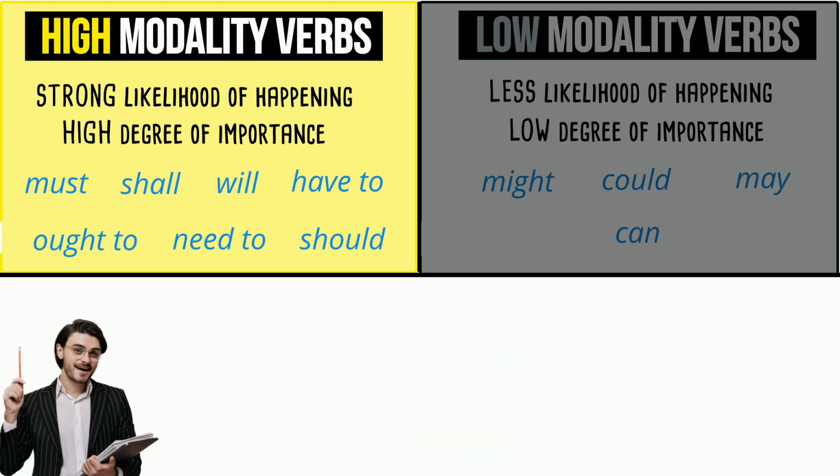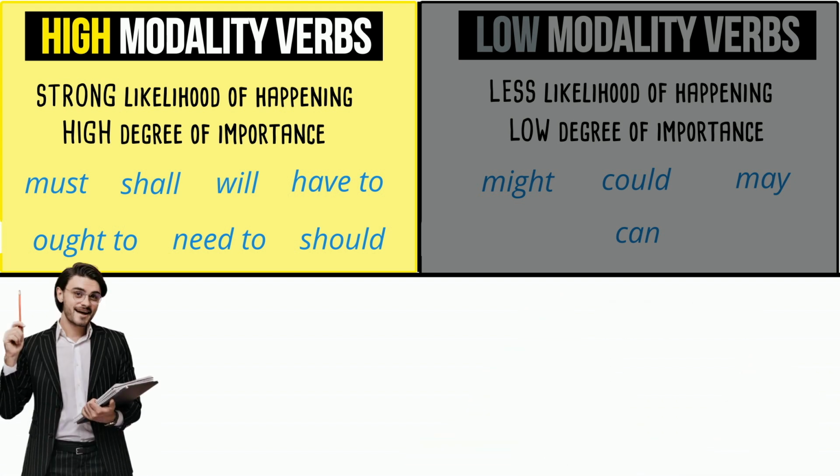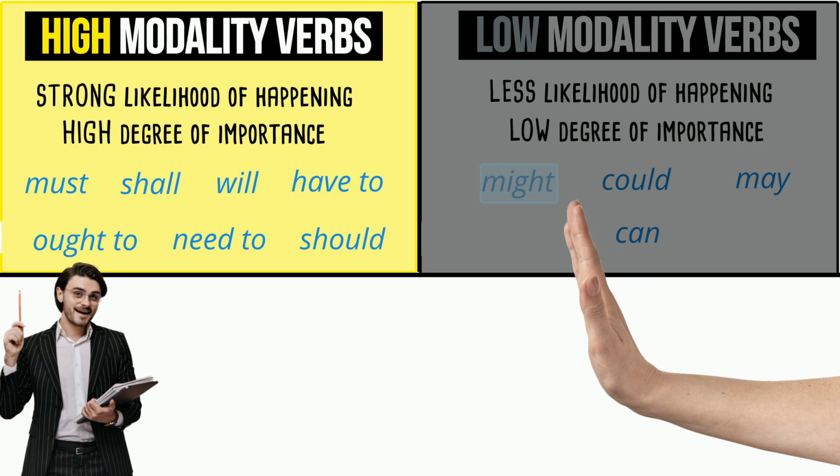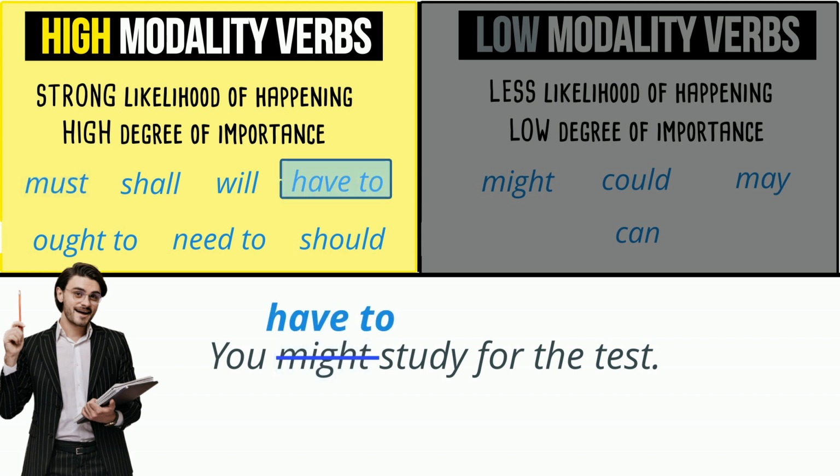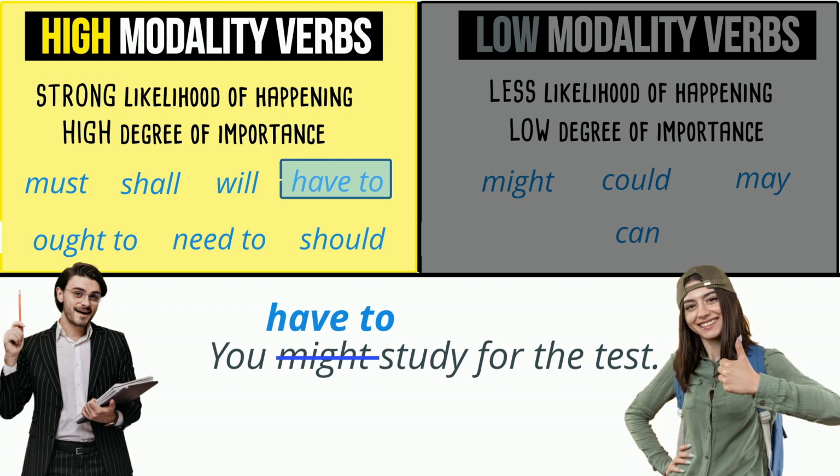Let's pretend a teacher wants to persuade his class to study for a test. If he was to use a low-modality verb like might, I don't think his message would be very persuasive. You might study for the test. But look what happens when we replace the low-modality verb with a high-modality one. You must study for the test. Or, you have to study for the test. These are far more persuasive.